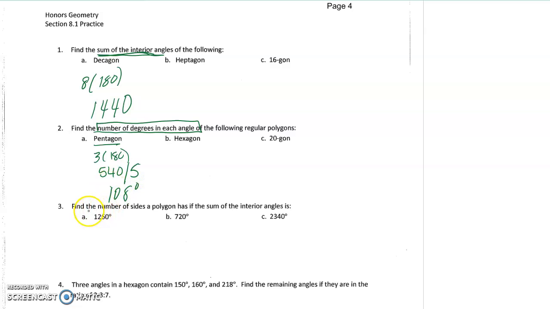If I give you the total degrees, then I know 1260 has to equal n minus 2 times 180. Now, you can distribute this, but I'm not going to do that. I'm going to divide by 180 and get n minus 2 equals 1260 divided by 180, and I'm going to add 2. So if it has this, it means it has 9 sides, which means it's a nonagon.